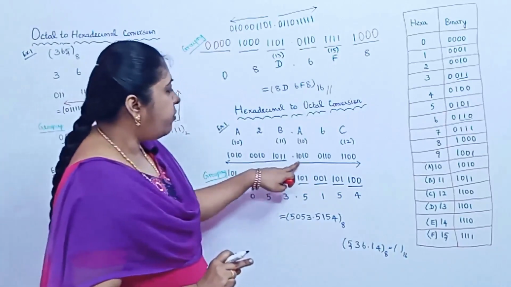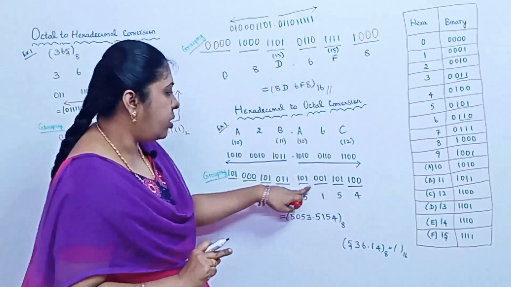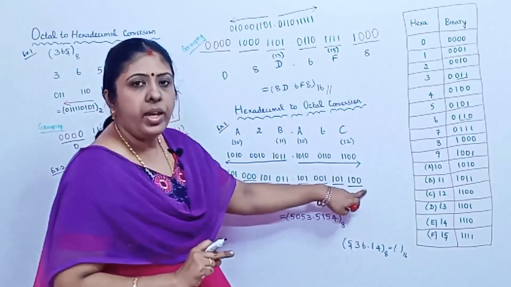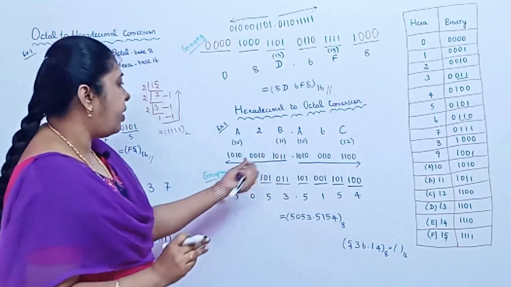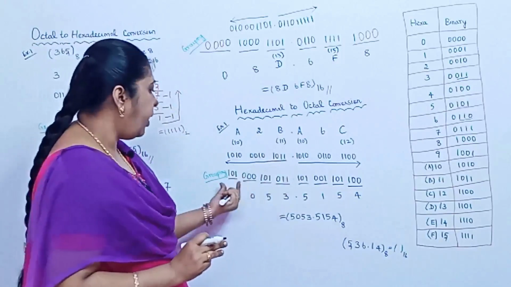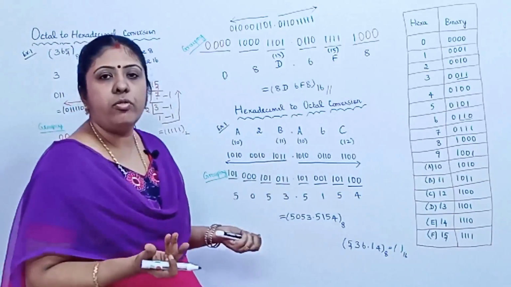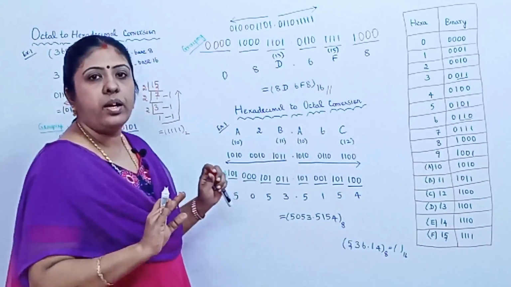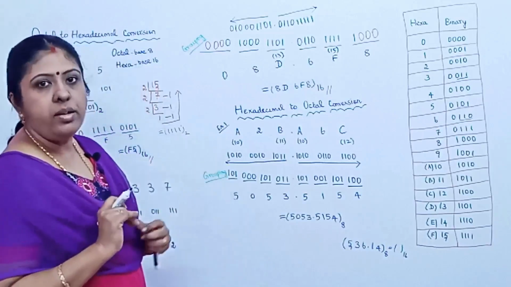Similarly, when dividing starting from the left to the right, we got 101, 001, 101 and 100. Here we actually have the correct 3 binary digits. When dividing these hexa values, we already get correct 3 binary digits. There is no leftover of a single digit or a double digit. So no zeros need to be added. Directly we can substitute the octal values.